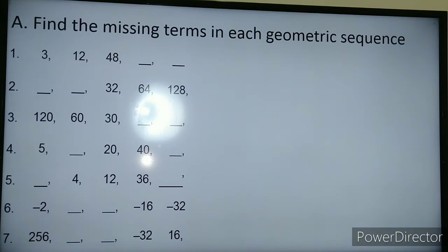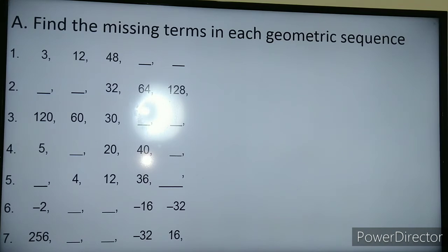Okay, start. Time start now. 5, 4, 3, 2, 1. Okay.